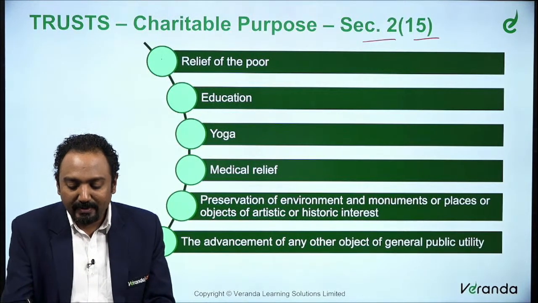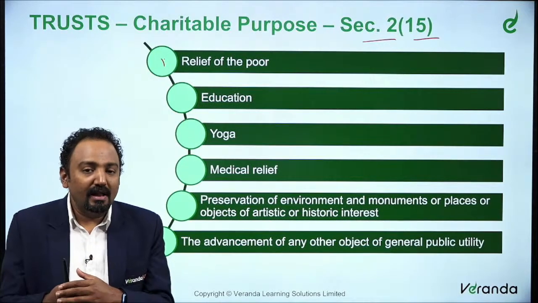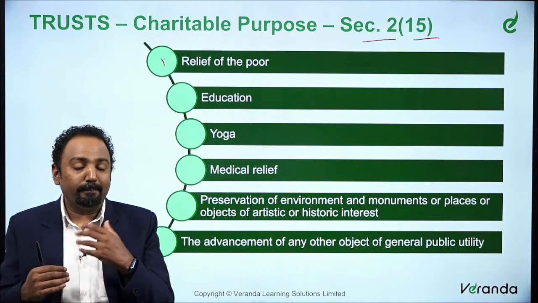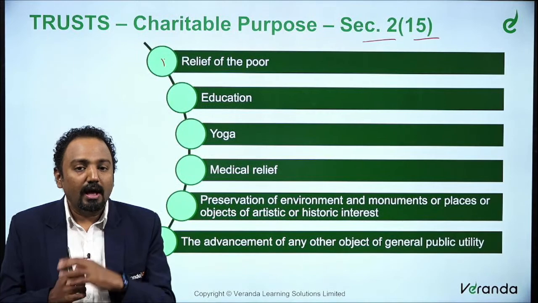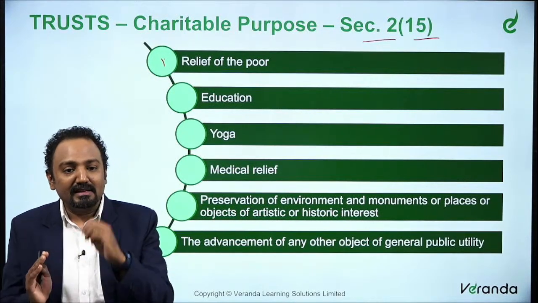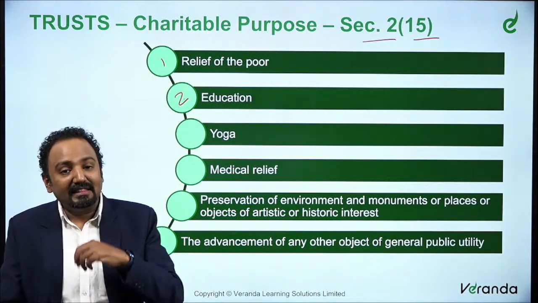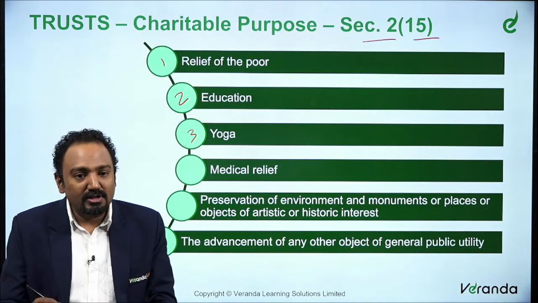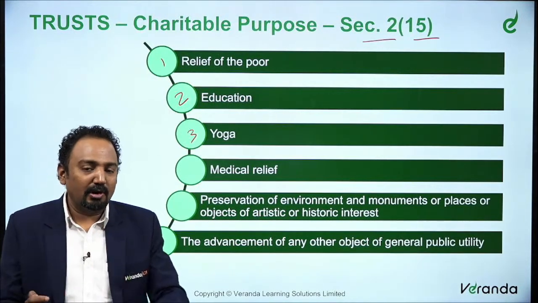The first one is relief of the poor, basically supporting the needy people. The backward class as far as your pay scale is concerned, that is below the poverty line or poor people, based on the earning capacity. Relief of the poor is the first thing that they are referring to. The second thing they are saying is anything which supports education. That's another category. The third one is related to yoga. We all know that in the last few years this has been of prime importance in India as such.